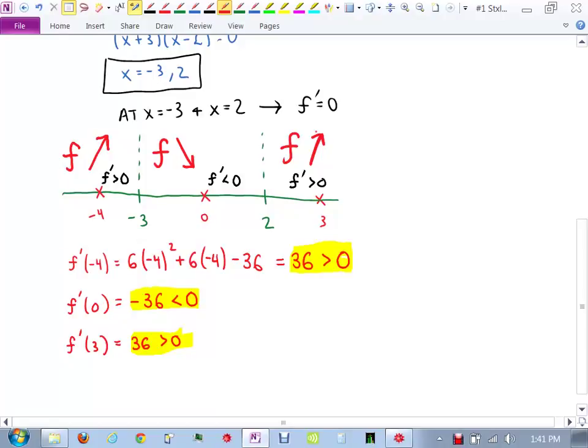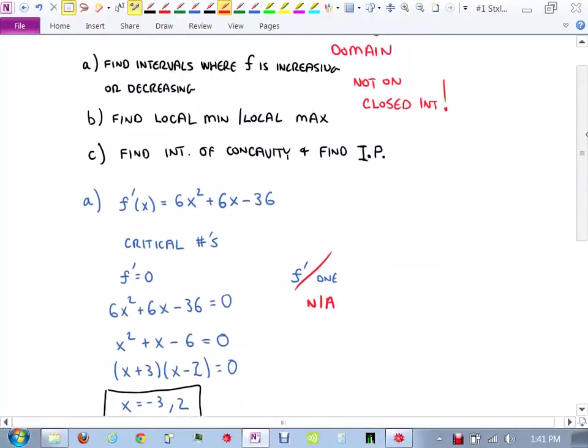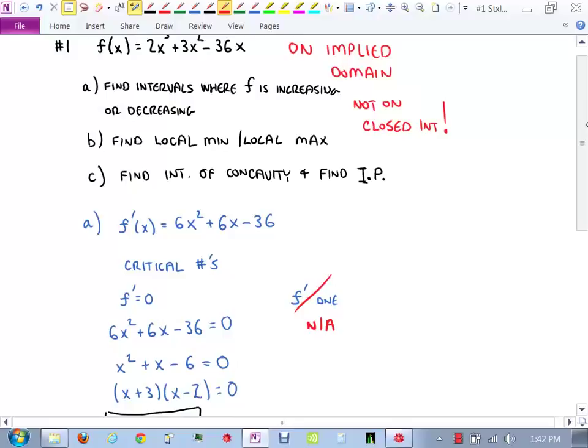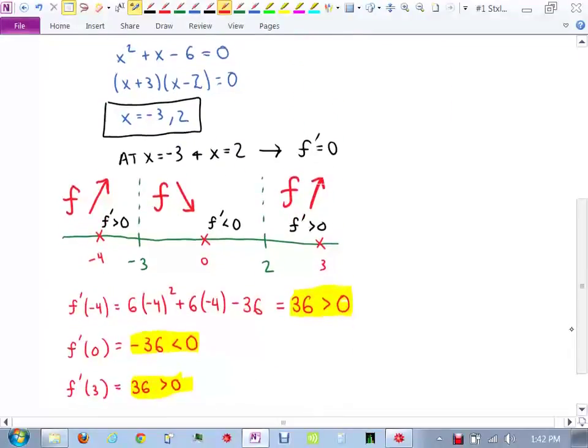It reaches its maximum point where? Where does it reach its max? At what x value? -3, good. Where does it reach its minimum value? At 2. So I can actually answer, I think, parts A and B here at the same time. Part A, where was the function going up? Where was it going down? So let me go back here.